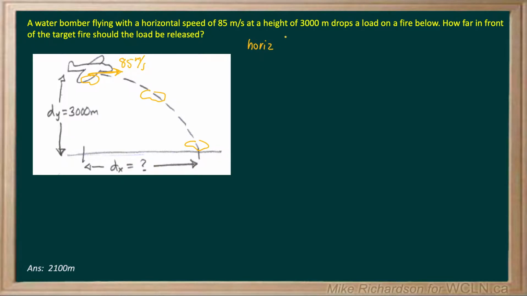I've got my horizontal, which I call x. And in that direction, because there's no acceleration, I only have the three variables: dx, vx, and time. Now vertically, which I call the y, it is accelerating at negative 9.8 meters per second squared, so I need all of my variables. V initial in the y, v final in the y, acceleration in the y, displacement in the y, and time.